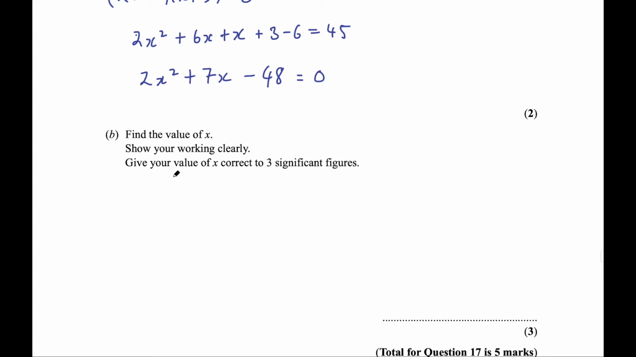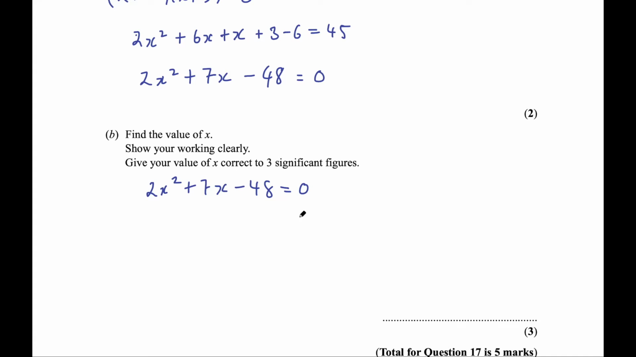Part B says find the value of x, show your working clearly, give your value of x correct to 3 significant figures. All right, let's go ahead and try to solve this quadratic. So I would probably just write it down below. You don't have to do this, but I generally use that as a good starting point. Try to factorize this, see if you can find factors of 48 and 2 that sum to 7. So factors of 48, 8 and 6, I'm just not seeing how this is going to factorize.